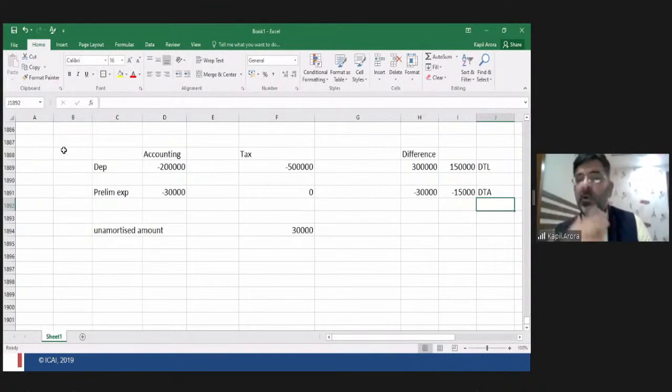So this has been allowed to me, but the tax books have not yet allowed it to me. So for that purpose, we are saying I am going to get the benefit in the future. That is the reason it is a deferred tax asset.